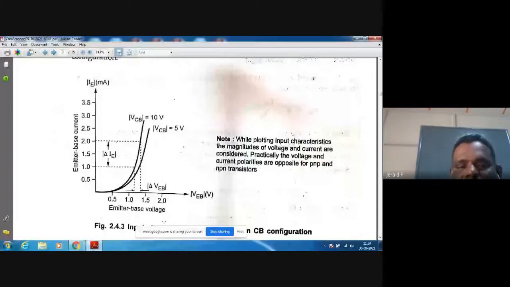X-axis voltage along this y-axis. The emitter current is taken on the y-axis, and the emitter base voltage on the x-axis. So what is the input characteristic? For the input characteristic, we measure on the input side, not the output side. On the input side, you can calculate it.